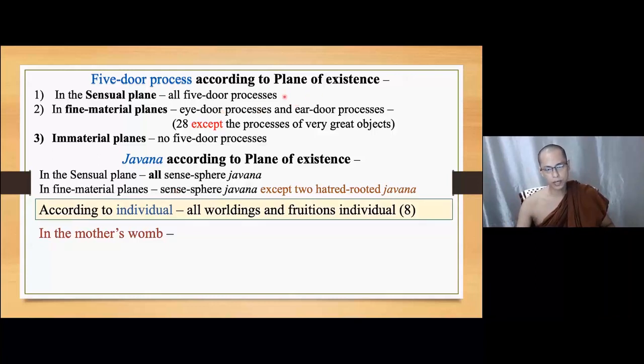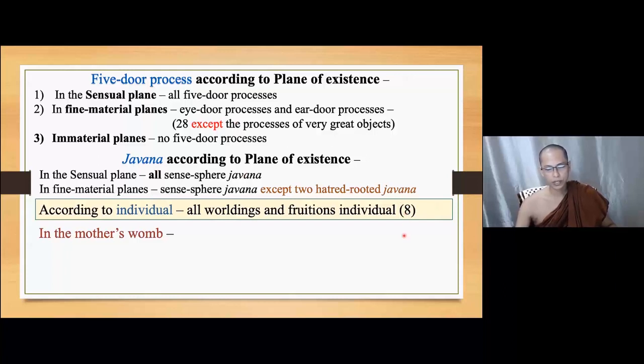These five-door processes can arise in the worldling persons. You already know the four types of worldling persons and the fruition individuals: Sotapatti Phalattha, Sakadagami Phalattha, Anagami Phalattha, Arahatta Phalattha. So four worldling persons and four fruition persons. Altogether, the five-door process can run in eight individuals.